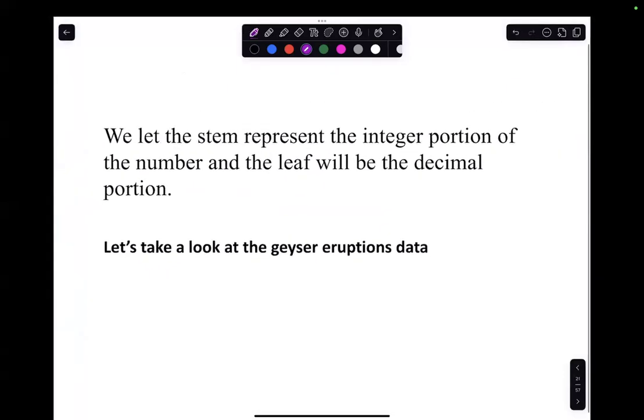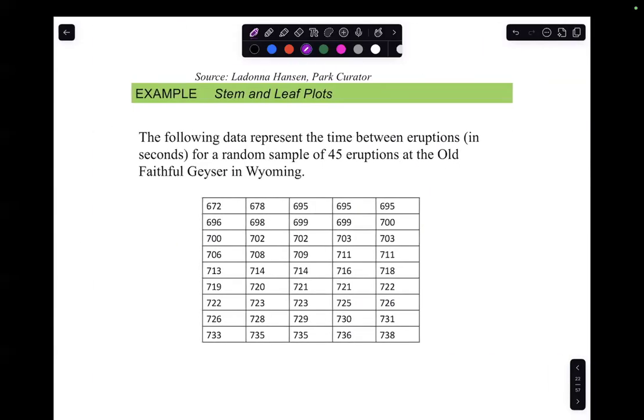So, right, here we go. So we're going to look at the geyser eruption data. The stem portion of my stem and leaf plot is going to be the hundreds place and the tens place. The leaf is going to be the ones place. So here's my data right here.